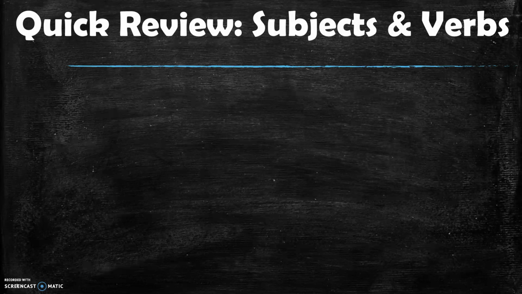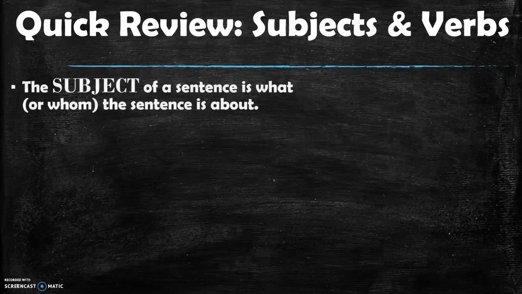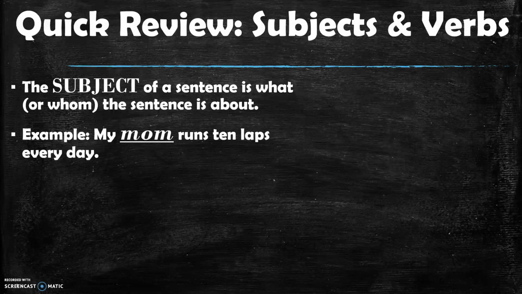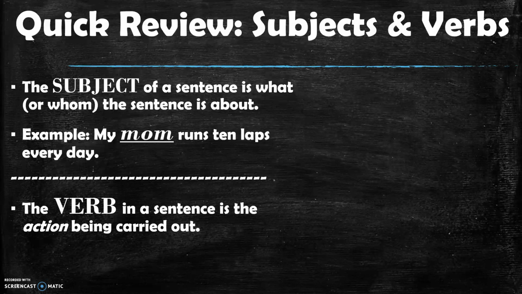Just a quick review of subjects and verbs. I know this seems pretty old hat to a lot of you, but at the same time, it's always good to review, because the subjects and verbs and how they play in a sentence are key to understanding active voice and passive voice. So, the subject of a sentence is what or whom the sentence is about. So, in this sentence, my mom runs 10 laps every day, the subject being my mom. Mom is the subject. She is the one that is carrying out the action.